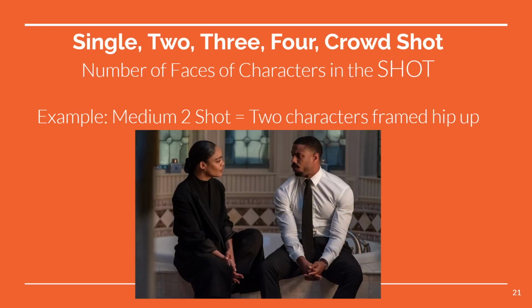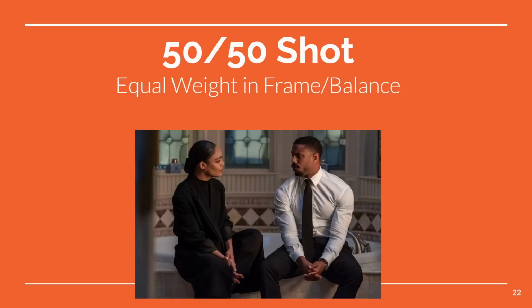Okay. And then we also have single, two, three, four, and crowd shots. And that's just the number of faces of characters in the shot, not background. I mean, necessarily, we're talking about the characters. So this would be an example of a medium two shot. Two characters framed hip up, right? And we have two in there. So medium two shot.